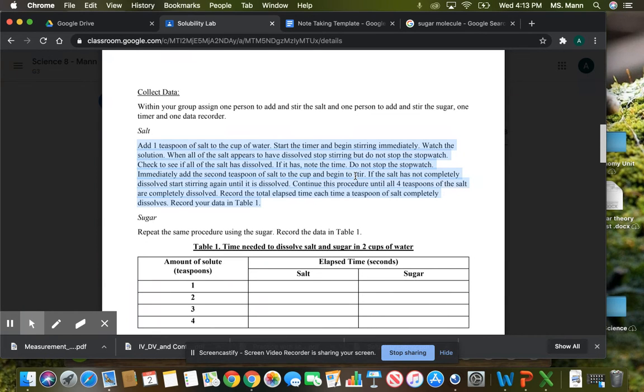Now, you are only going to add the 2nd teaspoon of salt when the first one has dissolved, right? So you're going to wait for the 1st teaspoon to dissolve. Once that has completely dissolved, that is when you're going to add the 2nd one. Remember to record each time it takes for a teaspoon to dissolve. If the salt has not completely dissolved, start stirring again until it is dissolved. You cannot add more salt until the original teaspoon of salt has been dissolved. Continue this procedure until 4 teaspoons of salt are completely dissolved. Record the total elapsed time.